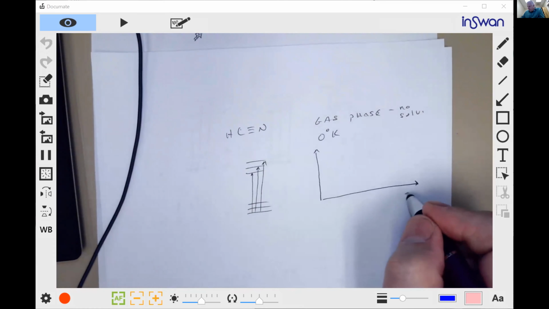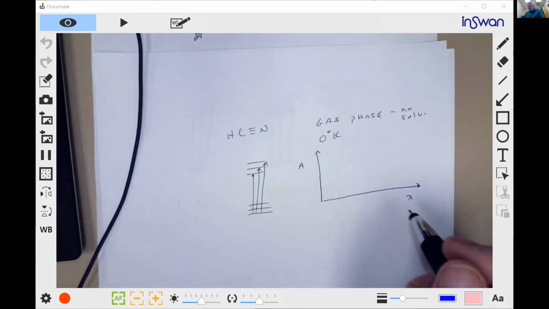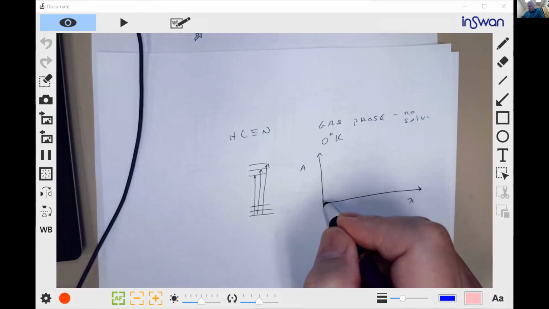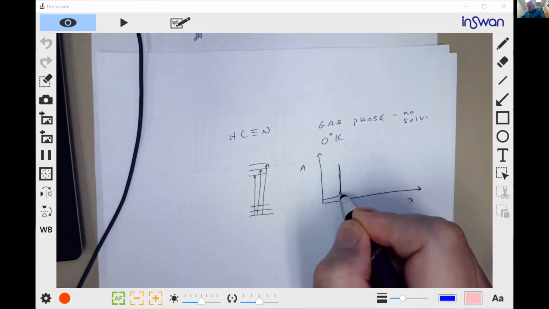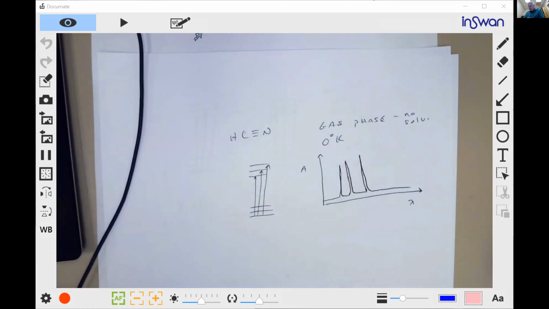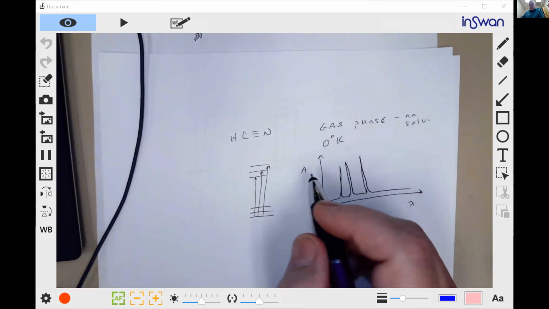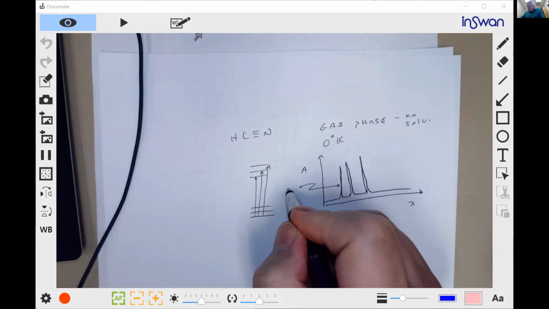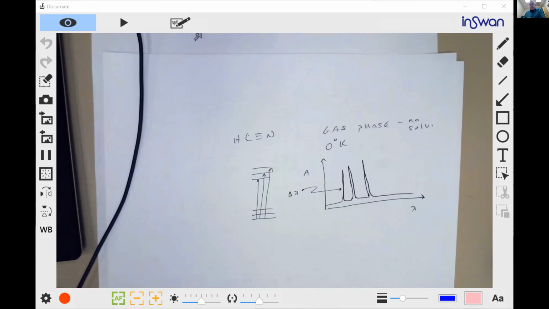And I'm going to plot this versus wavelength, because that's the way this normally is done, right? So this is going to have these three lines like this, right? Okay, so now Nicholas, I want you to tell me delta lambda for that line.